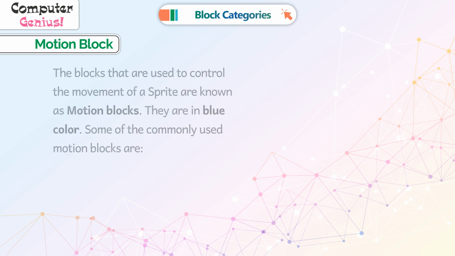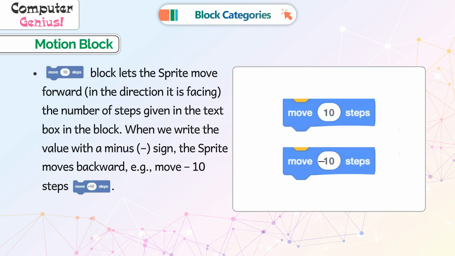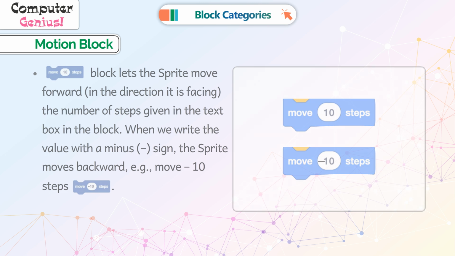Motion blocks. The blocks that are used to control the movement of a sprite are known as motion blocks. They are blue in color. Some of the commonly used motion blocks are: Move 10 steps block lets the sprite move forward in the direction it is facing, the number of steps given in the text box in the block. When we write the value with a minus sign, the sprite moves backward. Example, move minus 10 steps.